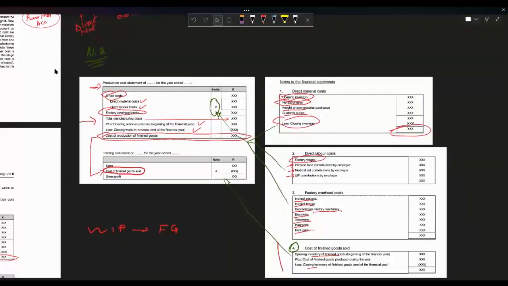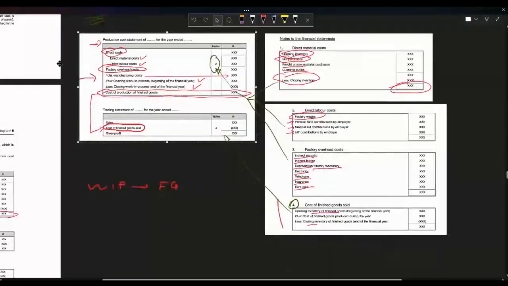Because we're not going to be able to use it in the production, which is the working process, we need to put it aside. We don't take it into account. That's why it's less the closing work in process, right? And what does this provide us? The cost of production of finished goods. This cost of production of finished goods, ladies and gentlemen, is the one that is going to help us in the trading statement.